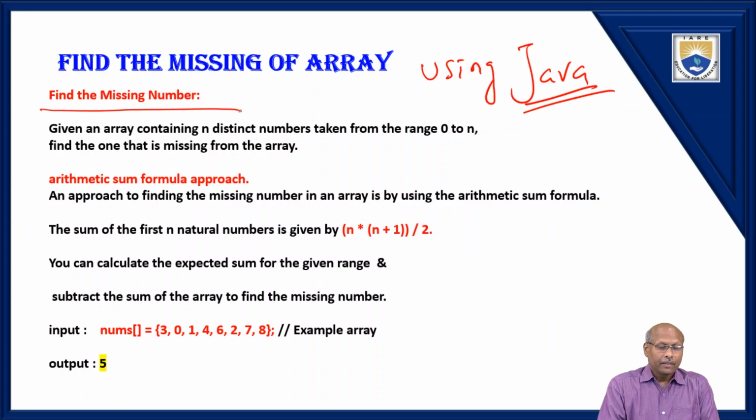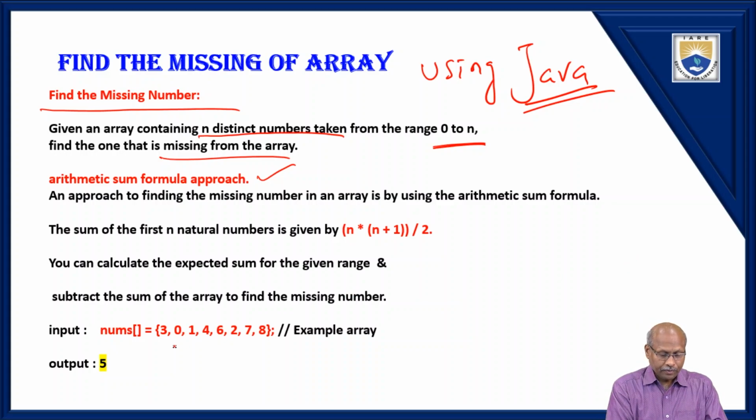Find the missing number. Given an array containing n distinct numbers, taking the range from 0 to n. That means you have all the numbers except one. So you will find out which number is missing. There are different approaches. First we will use the simplest approach, called the arithmetic sum approach. Using the arithmetic sum, you can find out which number is missing.